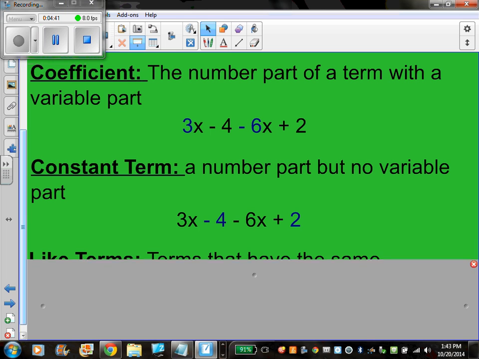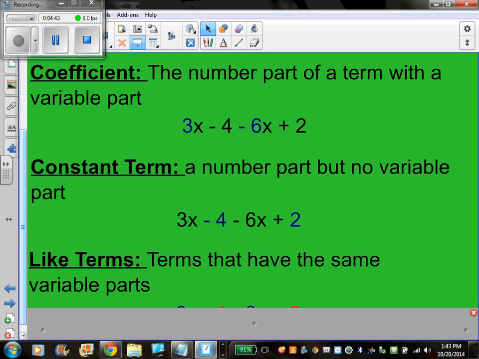And finally, like terms are terms that have the same variable parts. So, here we see in our last part, the 3x and the negative 6x are color-coded the same because they both have x. And the negative 4 and the 2 are color-coded the same because they both don't have x. So the 3x and the negative 6x are like terms, and so are the negative 4 and the 2. So those are some terms that we want to keep in mind throughout this lesson.